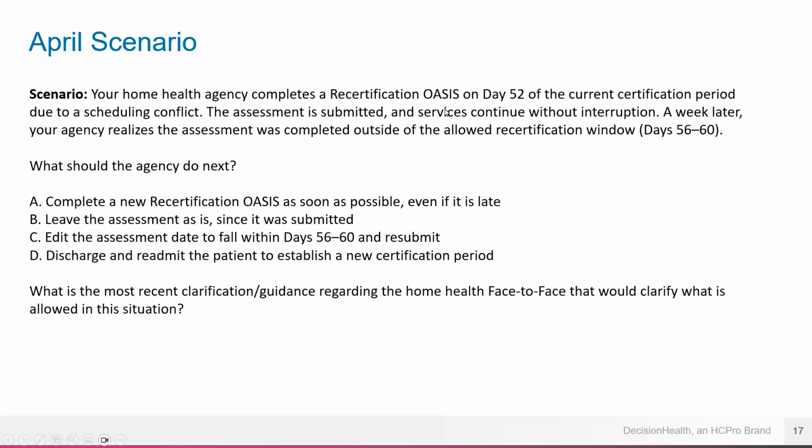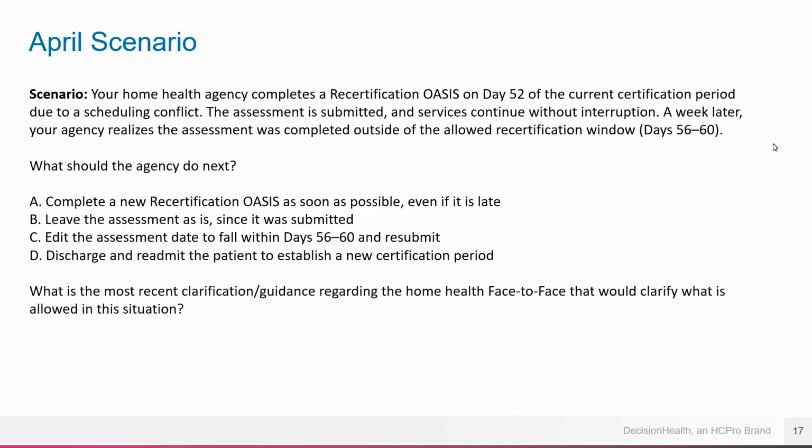And our April scenario for you is your home health agency completes a recertification OASIS on day 52 of the current certification period due to a scheduling conflict. The assessment is submitted and services continue without interruption. A week later, your agency realizes the assessment was completed outside the allowed recertification window, days 56 to 60. What should the agency do next?